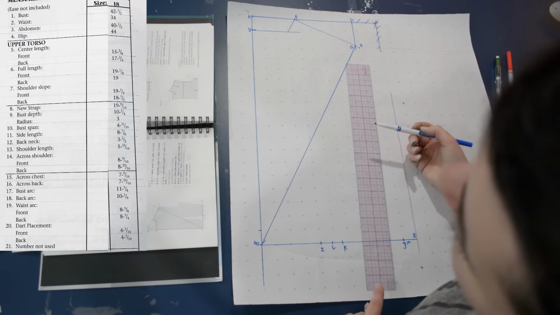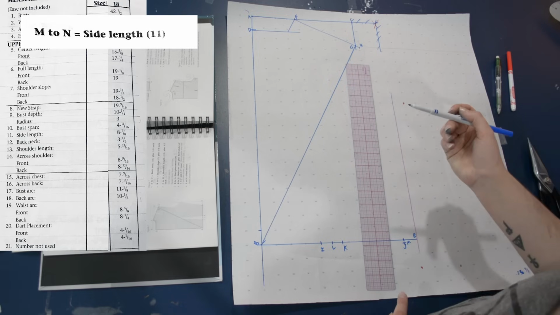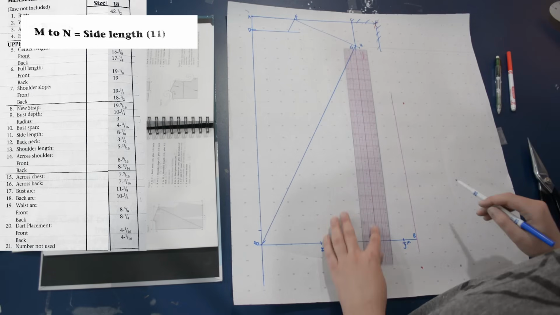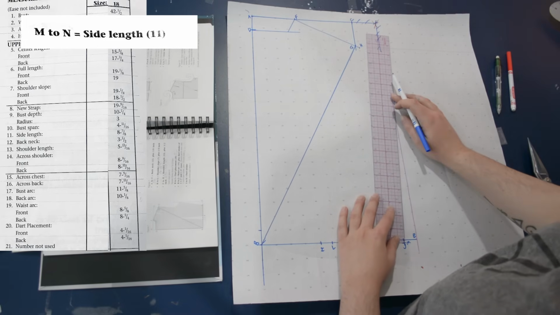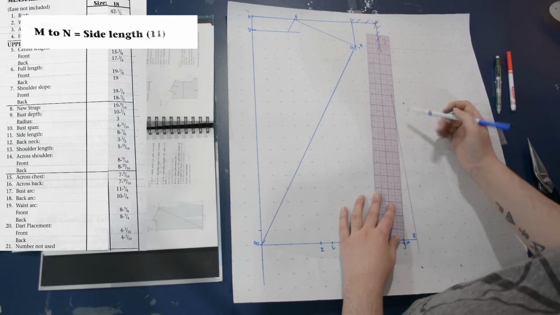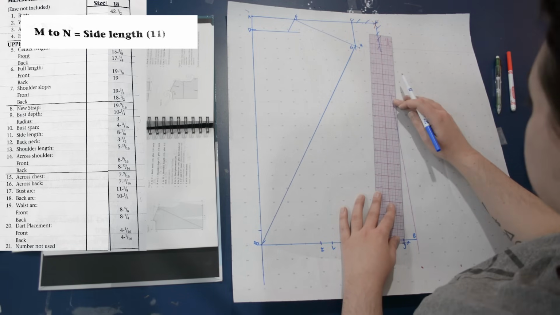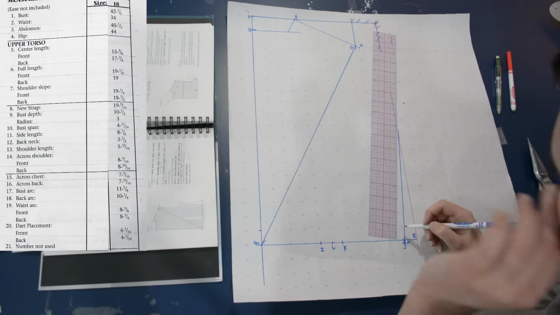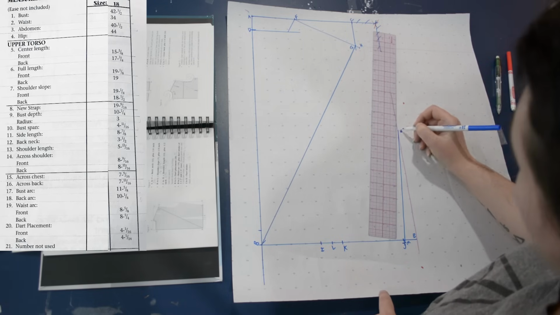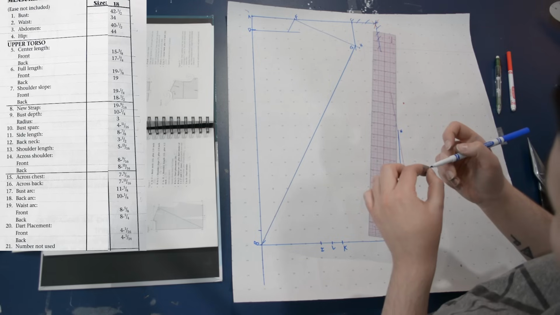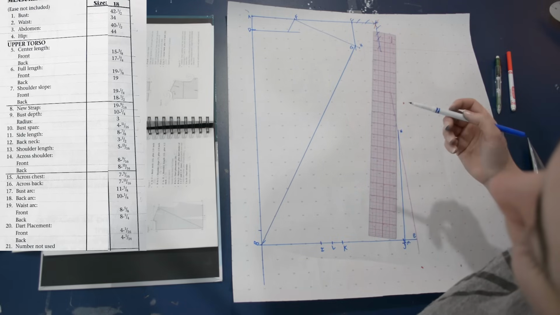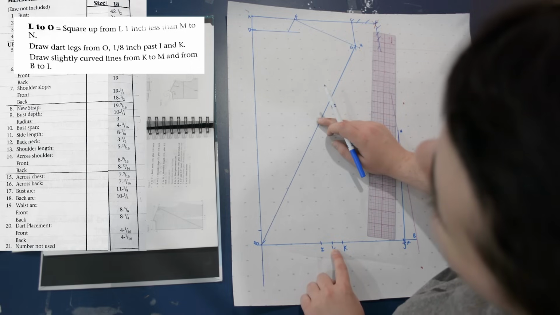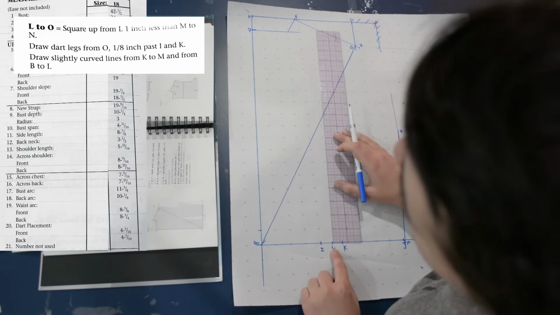And then M to N is the side length, which for me is 8 and 7/8. Yes, 8 and 7/8 is from M to N. So from M to N, which seems to be where that interacts along here, is 8 and 7/8, which is right there for me. All right, and this is now point N. This marker is destroyed, which is a real shame for us. L to O, which I'm assuming is in here somewhere. L to O is square up from I and K.